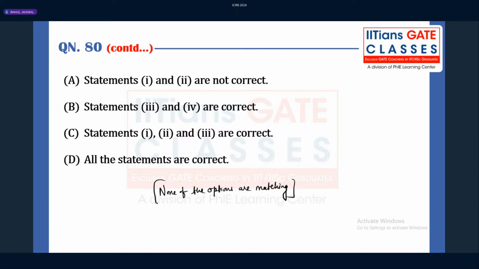So what they will do, they will decide to either eliminate it or they will give marks to all.